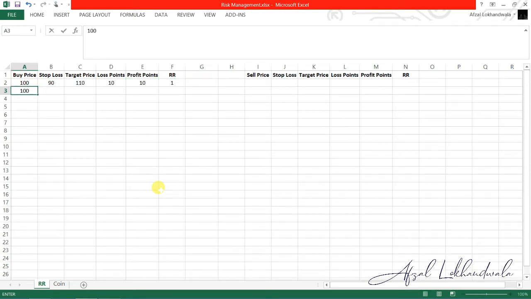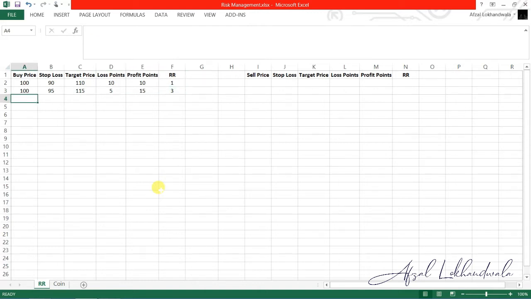You buy at 100, you place a stop loss at 95, you place a target at 115. Now your loss points will be 100 minus 95, that is 5 rupees. Your profit points will be 115 minus 100, that is 15 rupees. Your risk reward ratio will be 15 divided by 5, that is 3. In this trade, you are risking 1 rupee to get 3 rupees. You are risking 5 rupees to get 15 rupees. So your risk reward ratio is 3.